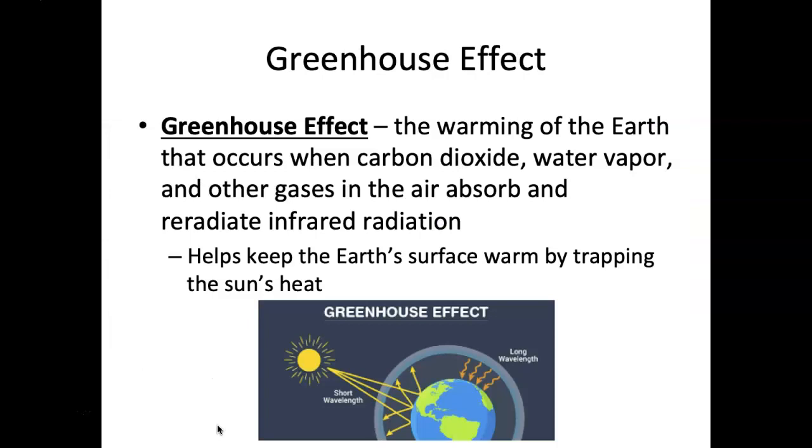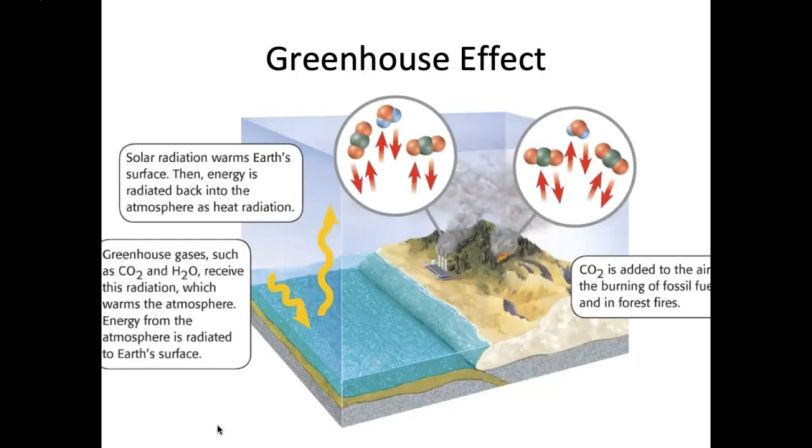The greenhouse effect is the warming of Earth that occurs when carbon dioxide, water vapor, and other gases in the air absorb and re-radiate infrared radiation. This initially helped keep the Earth's temperatures on the surface stable. However, the increase of carbon dioxide and other greenhouse gases has now led to the Earth's surface becoming warmer. As we burn fossil fuels, carbon dioxide is released into the atmosphere, it builds up, and then as the sun's energy and radiation penetrate through our Earth's atmosphere, it gets trapped by these particles and then gets re-radiated throughout.